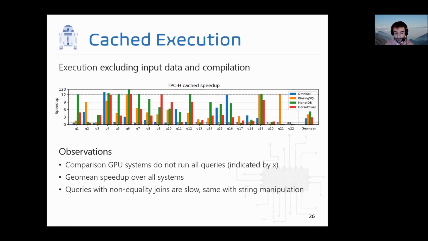Now, this is not true for individual queries, so there are some that don't perform as well, and it's typically due to either non-equality joins, so we don't support optimizing non-equality joins very well inside our system, and we also don't do extensive string manipulation on the GPU as it is right now.